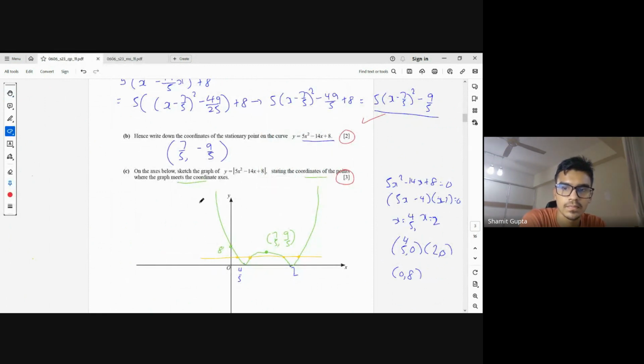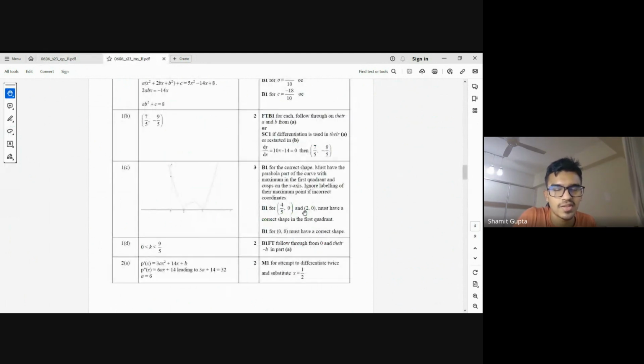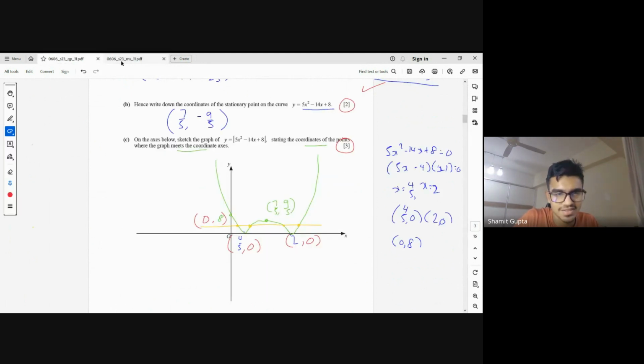Okay. Oh, by the way, it's better if you write it like this. 4 over 5, 0, 2, 0, 0, 8. Yeah, it's better if you write it like that. Some examiners might deduct your mark for that. Some examiners might not. Most will, I think. Most will deduct your mark, but the shape is the same, right?